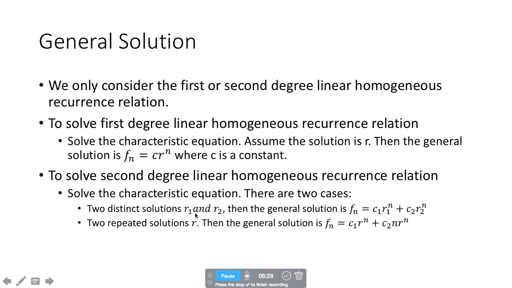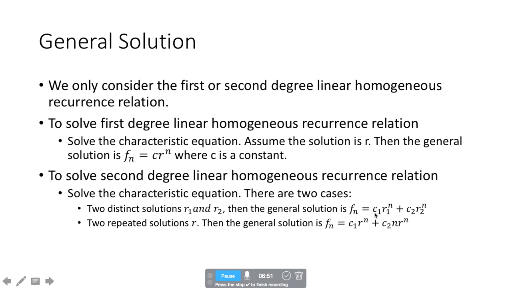You need to understand this, okay? They don't have to be real. They could be complex, but normally in our case we only give you real solutions. So if you have two distinct real solutions, R1, R2, then the general solution will be Fn equals C1 multiplied by R1 to the n power plus C2 multiplied by R2 to the n power, where C1, C2 are constants.